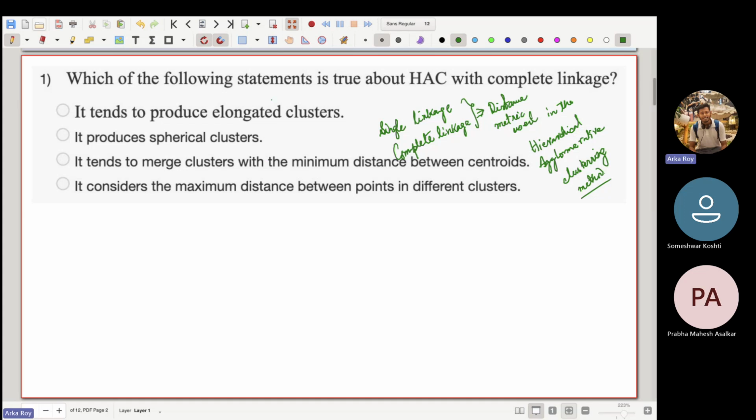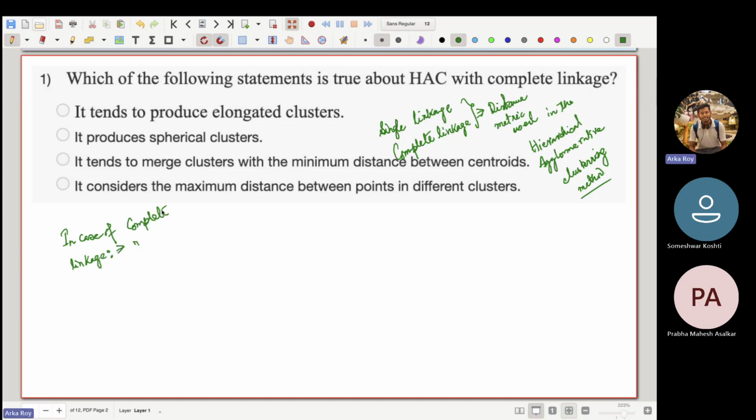Okay, so far as the question is concerned: which of the following statements is true about HSC with complete linkage? The correct statement about HSC with complete linkage is basically, we know that in case of complete linkage, let me just write it.